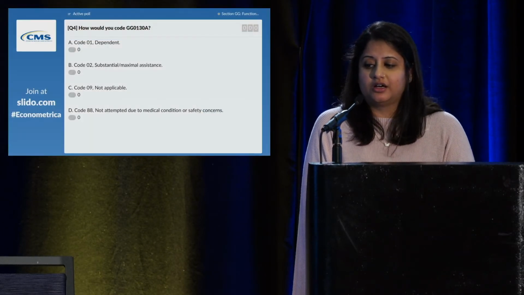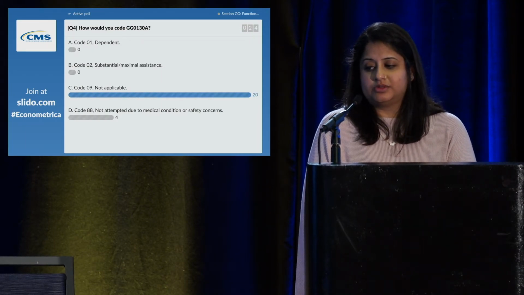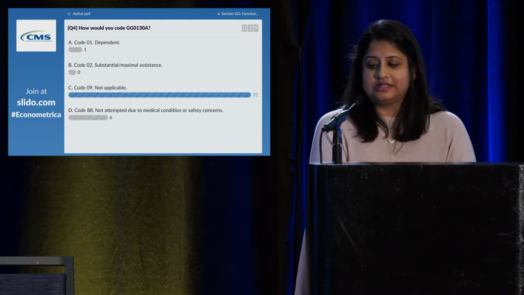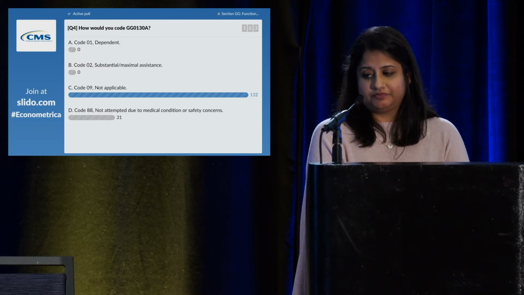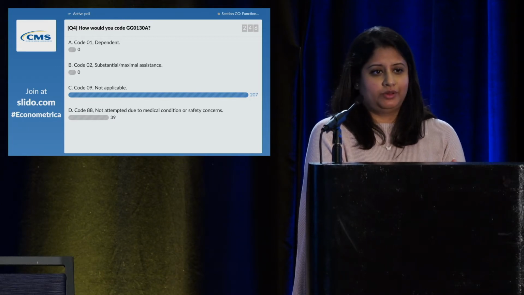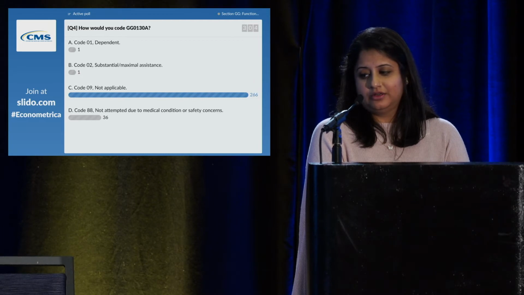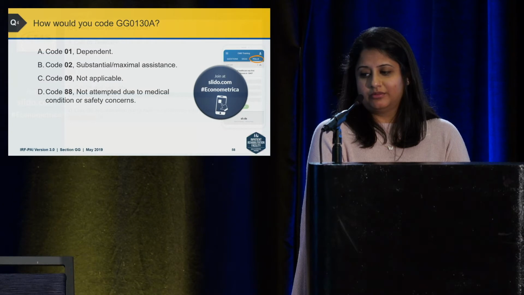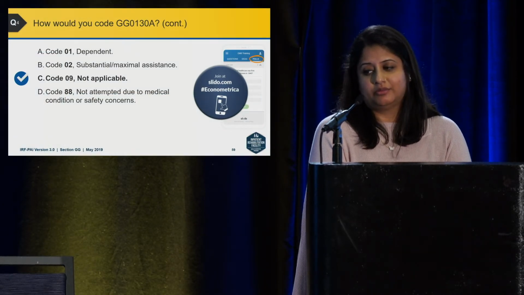Your choices are A, 01, dependent; B, 02, substantial or maximal assistance; C, 09, not applicable; or D, 88, not attempted due to medical condition or safety concerns. And again, you can use the decision tree to help ask the questions that you should be asking. And we'll go ahead and look at the correct answer now. Several of you have actually chosen the correct one, so it's code 09, not applicable.